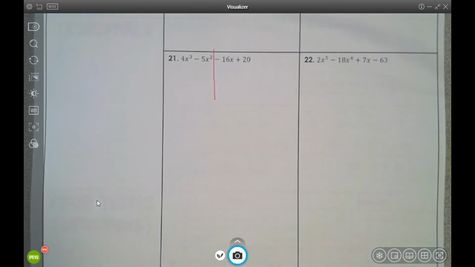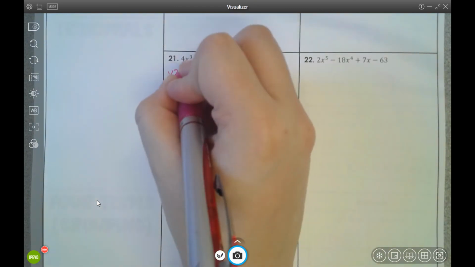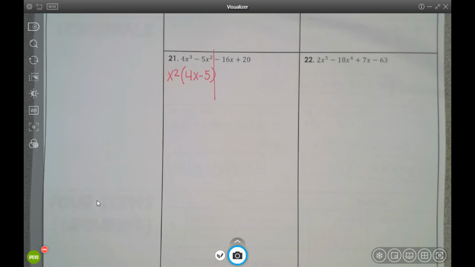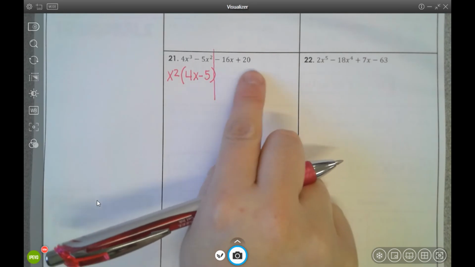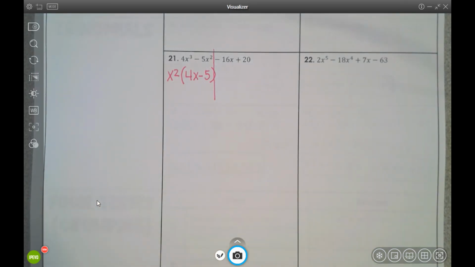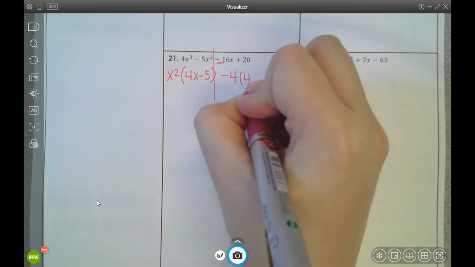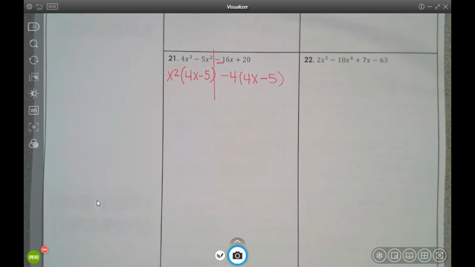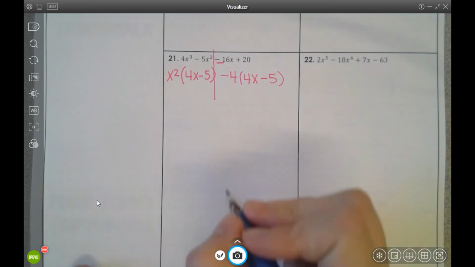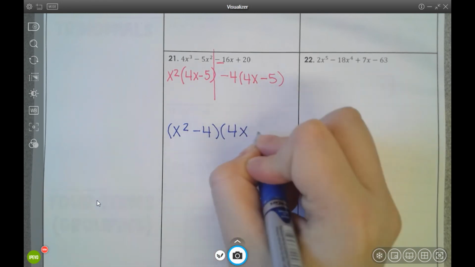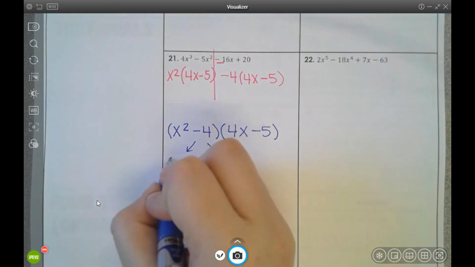Oh my goodness, it's always x squared. X squared. Then we have 4x minus 5. And then over here, yes, 2 is a common factor, but it's not the greatest one. It's actually going to be 4, but I got to do a -4, because that's negative. And we get 4x minus 5. So then our outsides are x squared minus 4. Oh, that's a difference of squares. 4x minus 5. So that first one we have to split up.